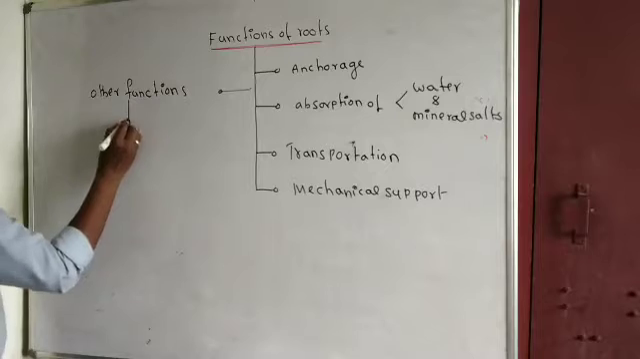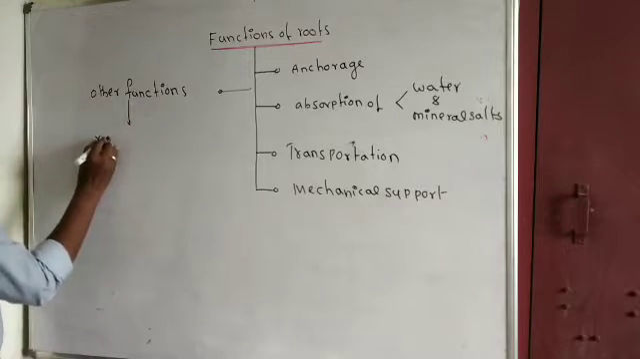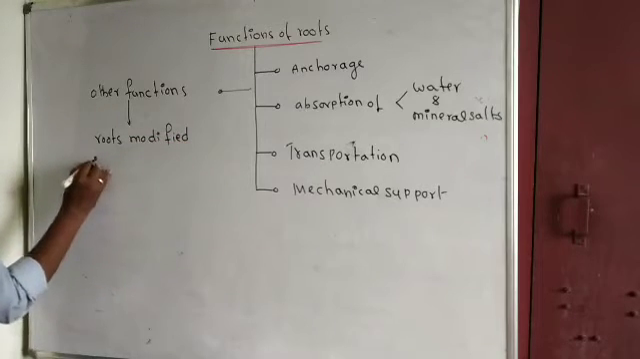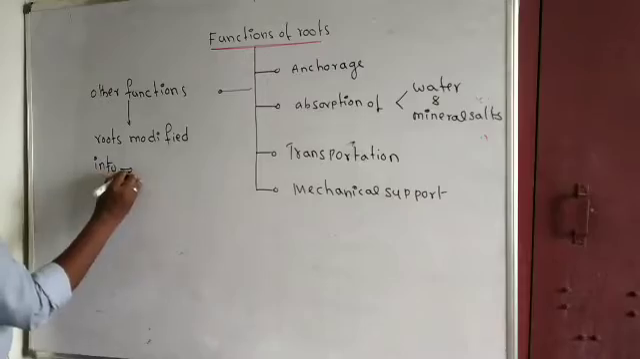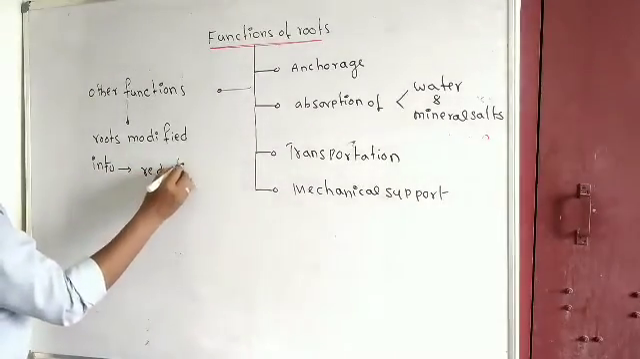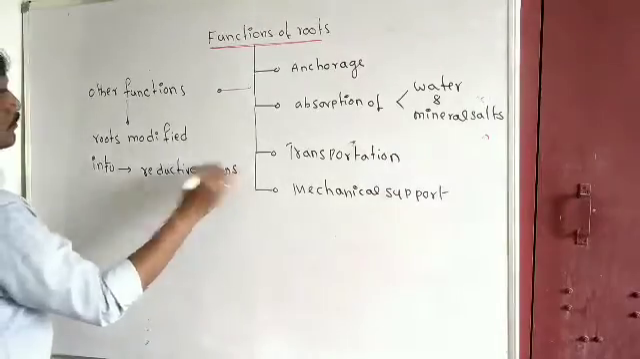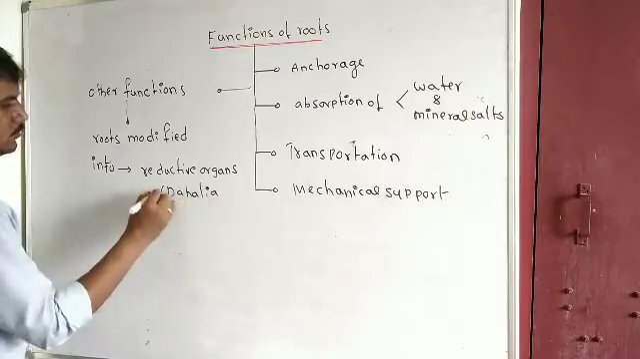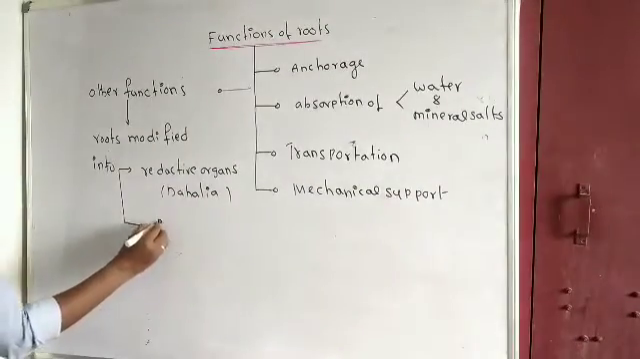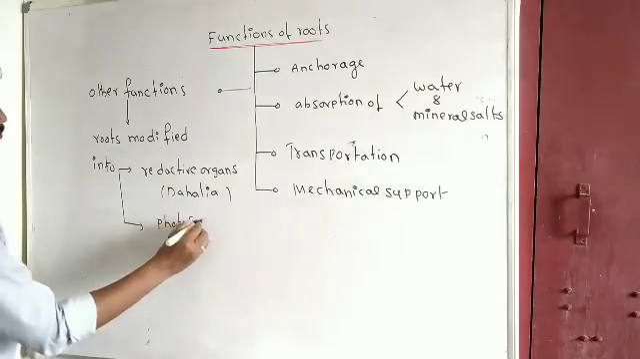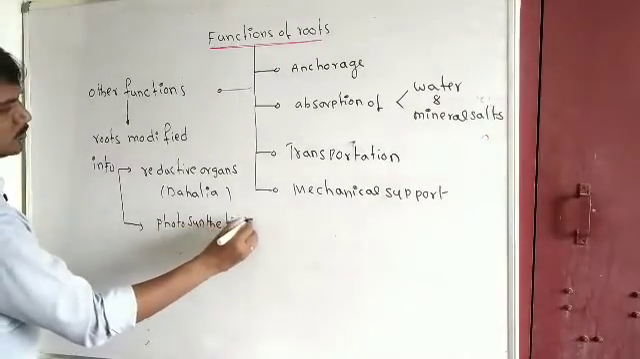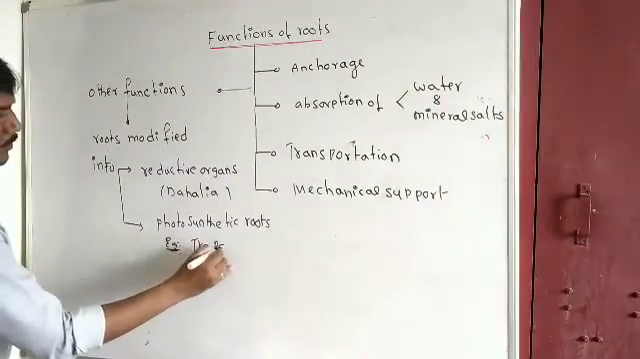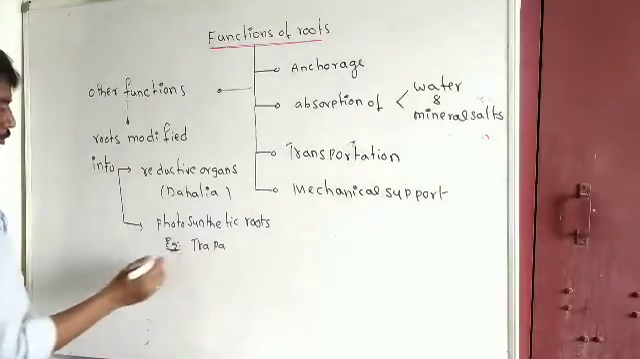That means roots are modified into reproductive organs. In case of dahlia, I'm telling one example. Roots are modified into photosynthetic roots. Examples you know very well: Trapa, Tinophyllum, yes, Tinospora.